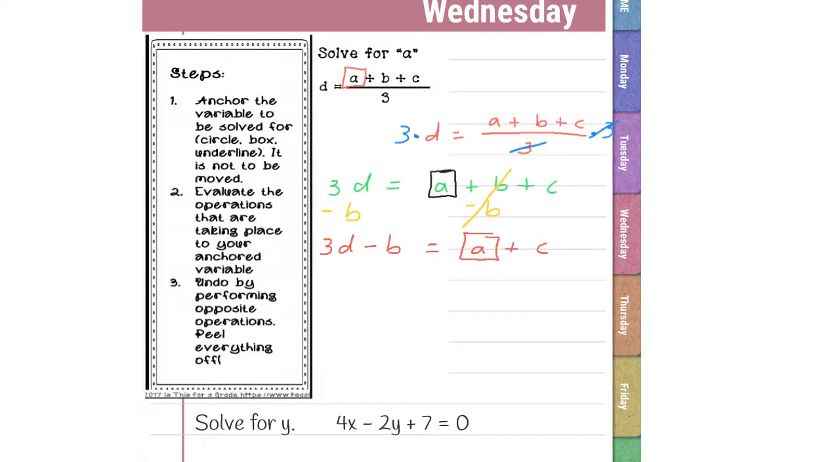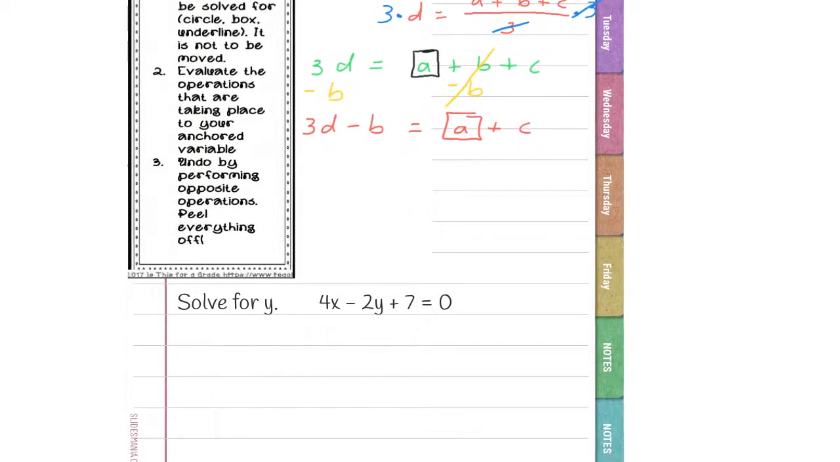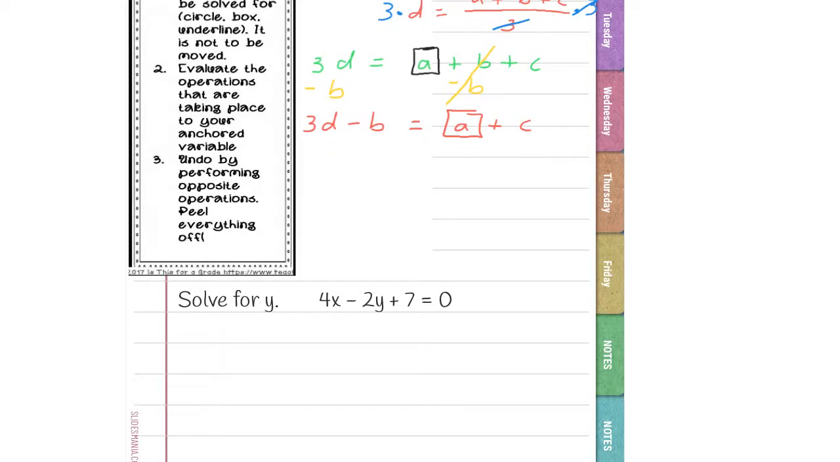Put a box around that. And then now we have to get rid of that C. So that is plus C. How do I get rid of that plus C? Well, I do minus C on both sides. C minus C reduces to 0, and I'm left with 3D minus B minus C is equal to A. And this is my final answer. I am done.